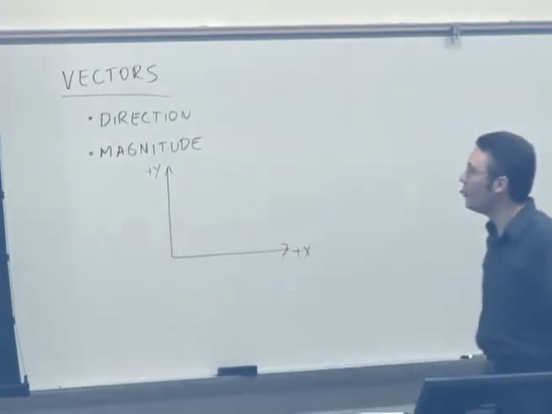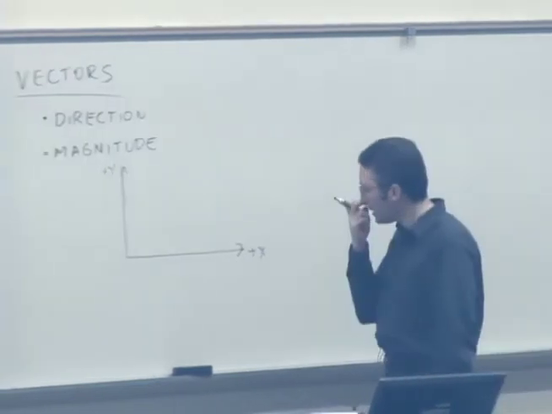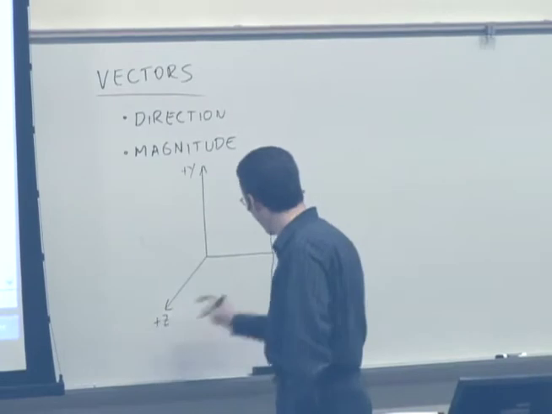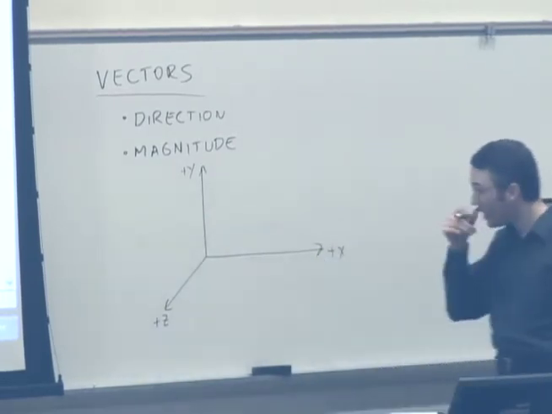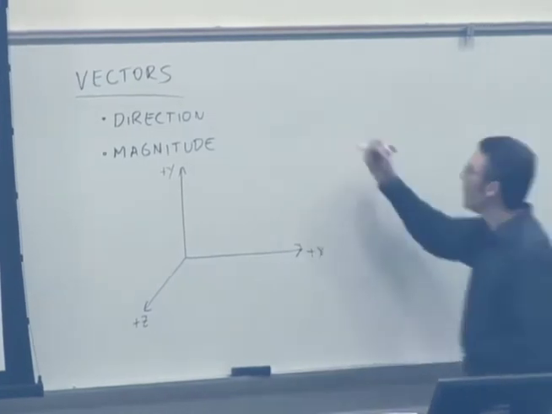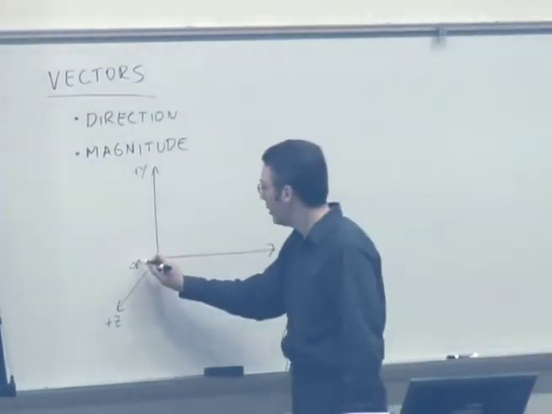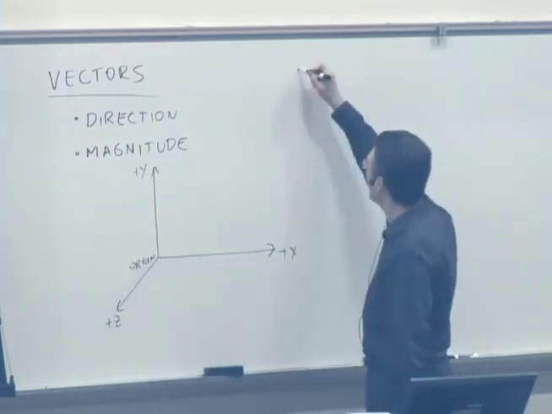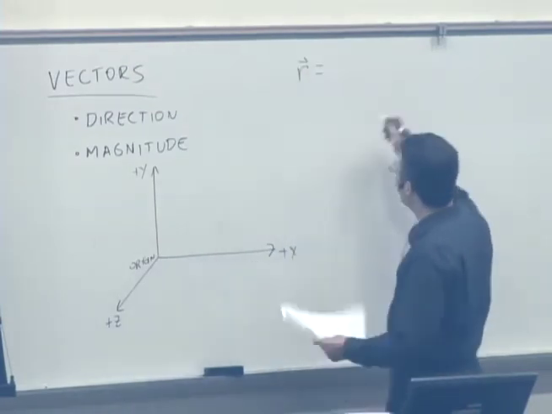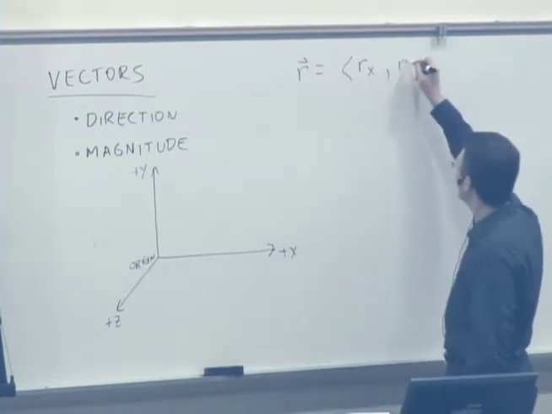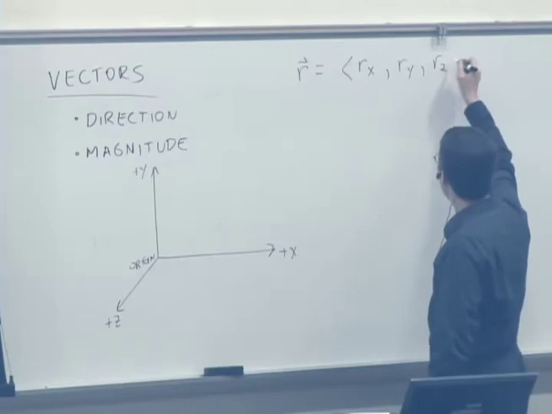a Cartesian coordinate system, where positive y is up, positive x is to the right, and positive z is out towards us, then we could represent, for example, a position vector. If this is our origin here, and we wanted the position of some object with respect to that origin, let's call it position vector r, and in general, it has an x, y, and z component.